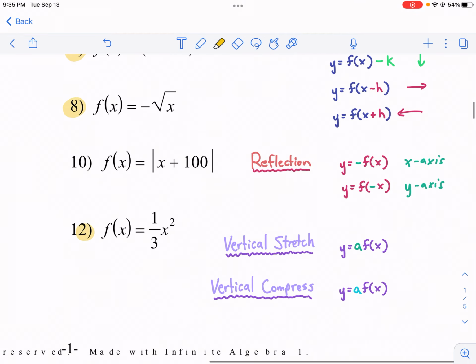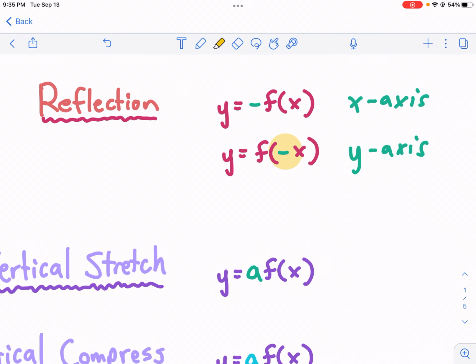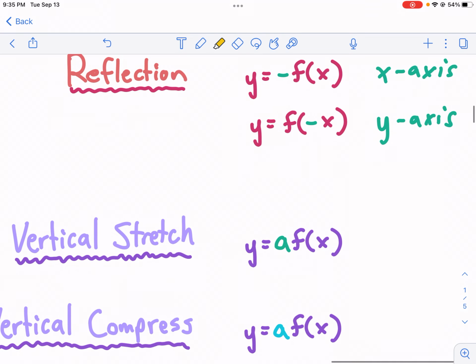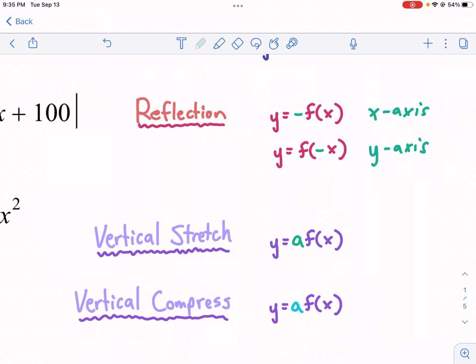Okay, so let me go down here. So the inside of the function, it's y-axis. X-axis is if the negative's on the outside. And like I said, vertical stretch, we already talked about that. This is if it's skinny, and it's if we multiply by a number out in front.